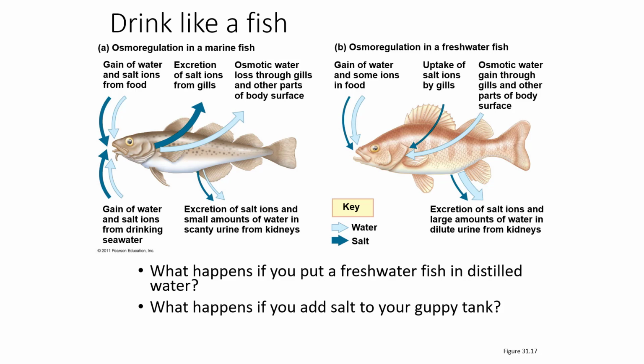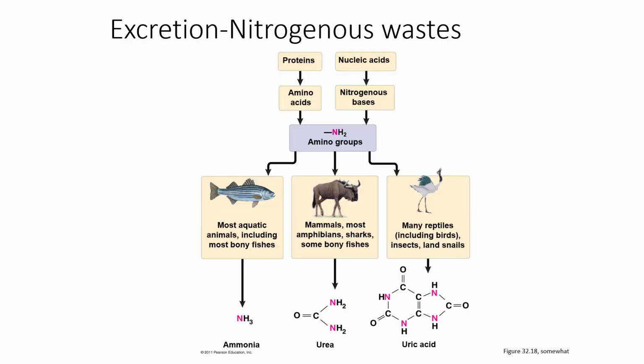Freshwater fish gain water and some ions in their food. They take up ions in their gills as opposed to excreting them from their gills, and they gain water through their gills and parts of their body surface because their environment is hypoosmotic to them, hypotonic to them. They excrete salt ions and they urinate a lot. So remember, freshwater fish don't drink. They just take up water from the environment. Marine fish do drink and lose water to the environment.